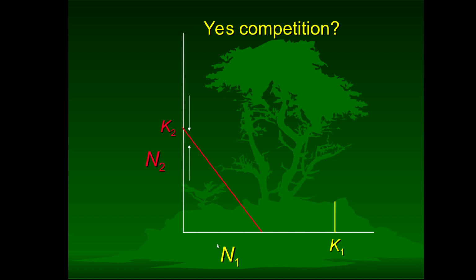Now, if we add individuals of species 1, in other words, if we increase N1, then what happens to the carrying capacity of species 2? It must go down along this line because species 1 is consuming some of the limiting resource of species 2. So there's less resource available to species 2. If there's less resource available, then the number of individuals of species 2 that the resource can support goes down. So adding species 1 reduces the carrying capacity of species 2.